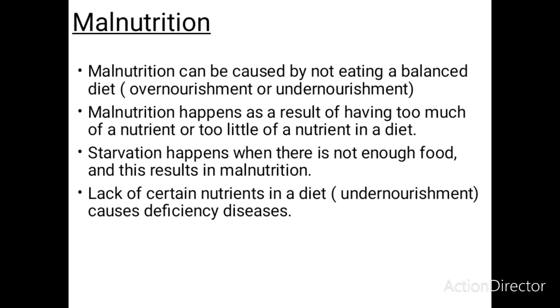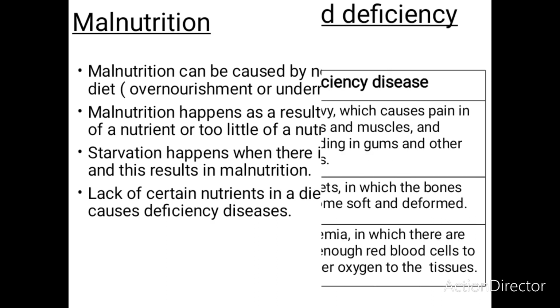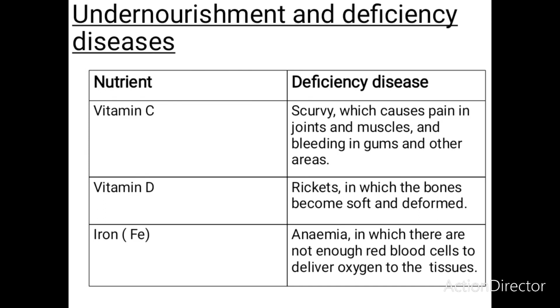So lack of certain nutrients in a diet, basically undernourishment, causes deficiency diseases. Lack of vitamin C causes scurvy, and scurvy causes pain in joints and muscles and bleeding in gums and other areas. Lack of vitamin D causes rickets, in which the bones become soft and deformed. So this usually happens in growing children. Lack of iron causes anemia, in which there are not enough red blood cells to deliver oxygen to the tissues.